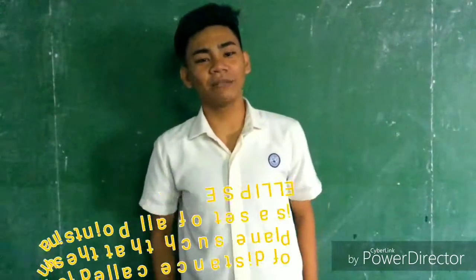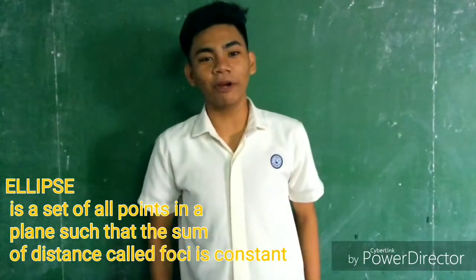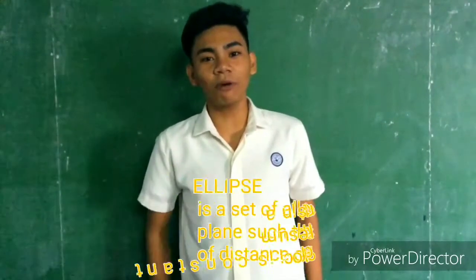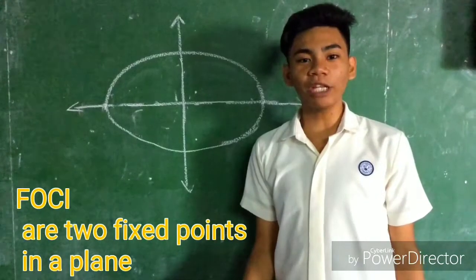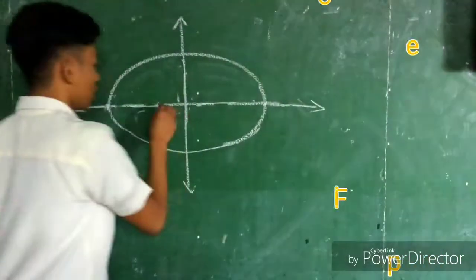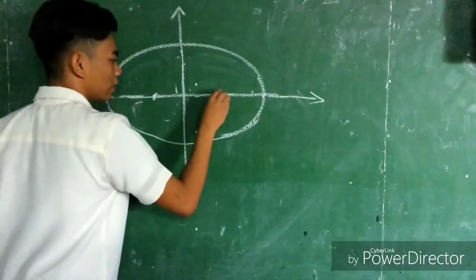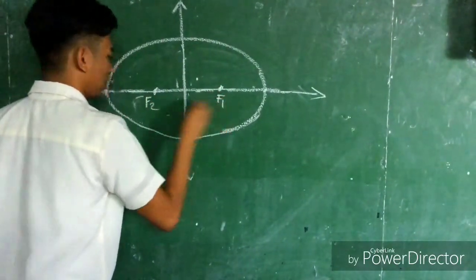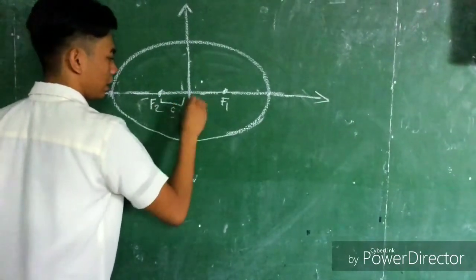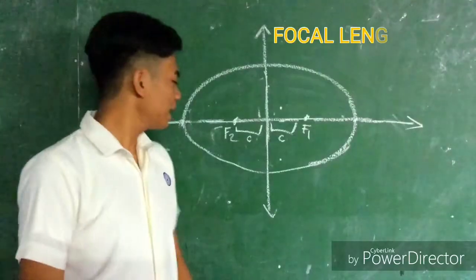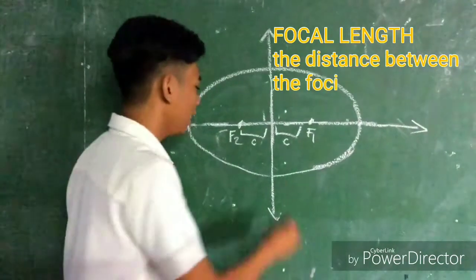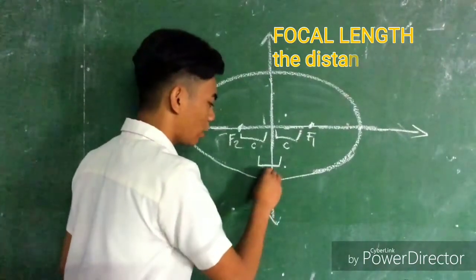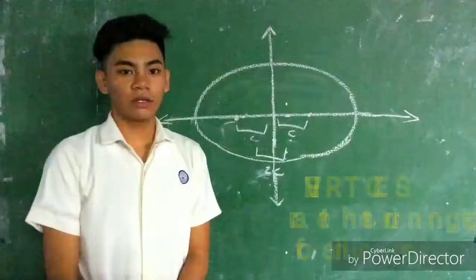First, what is an ellipse? An ellipse is the set of all points in a plane such that the sum of the distances to two fixed points, called foci, is constant. Foci are two fixed points in a plane. A point on the ellipse is also known as P. This is F2 and F1. The distance between the foci is called the focal length, also known as 2c.